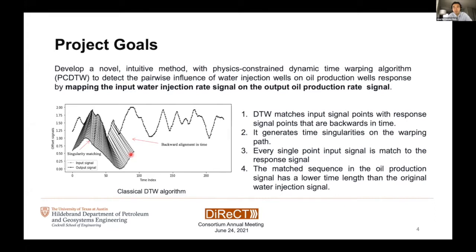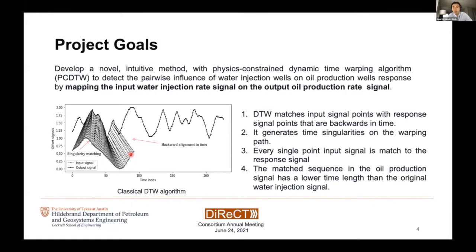Another problem that we find here is that the classical method matches every point of the injection signal into the response signal. And that causes some problems because we know that we have surface operations and sometimes the readings might have some noise. So we don't want to match all the points from one signal into the other signal. So we needed to find a way to limit that portion of the classical method.